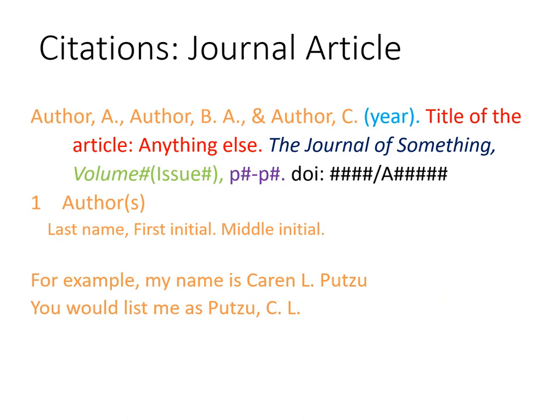For example, my name is Caren L. Putzu. You would list me as Putzu, comma, space, C, period, space, L, period. You use a comma to separate each author, and between the last author and the second last author, you use the and sign.